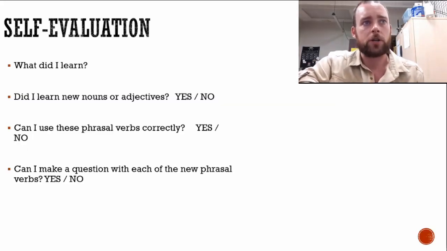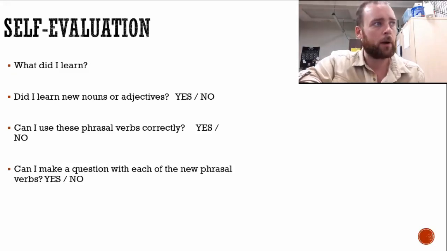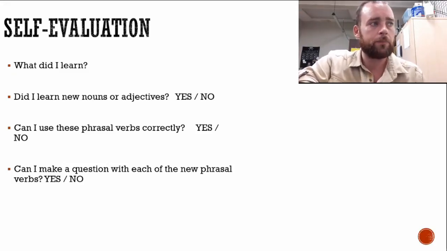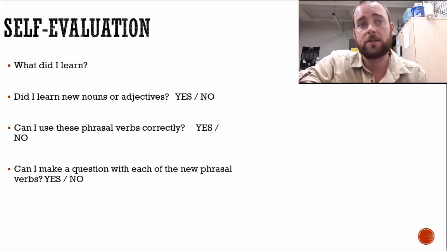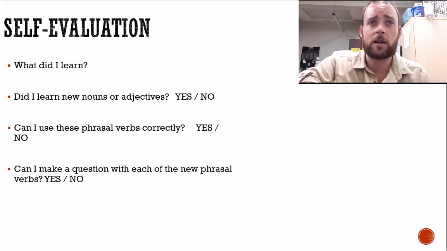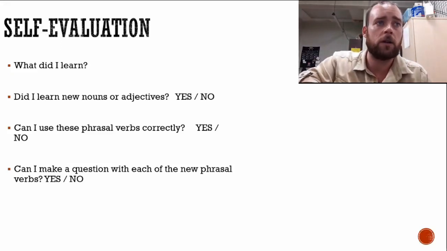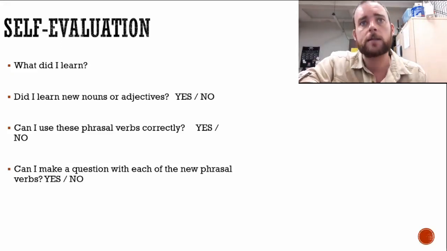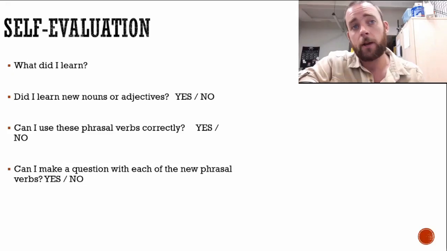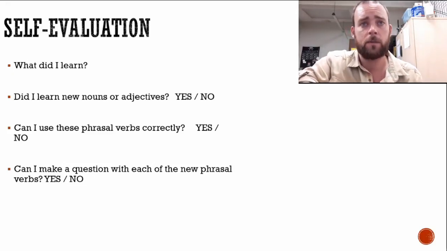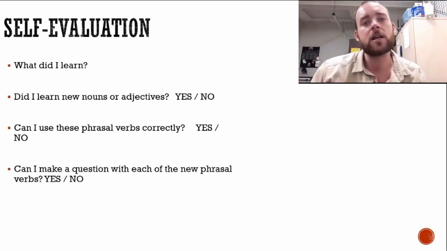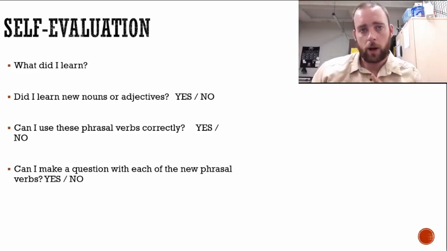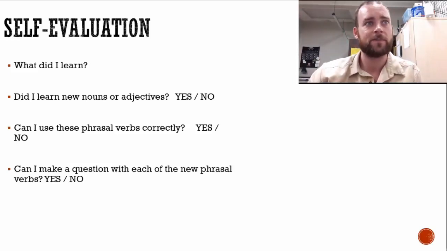All right, self-evaluation. We're coming towards the end now. So my question for you is, what did I learn? Did I learn new nouns or adjectives? Yes or no? Can I use these correctly? And can I make a question with each of the new phrasal verbs? If you can answer yes to all those, then you're doing well. Then you're using the video the way it should be used. If you can't, rewatch it. And then if you still have any questions, message me. Let me know and we'll figure it out.